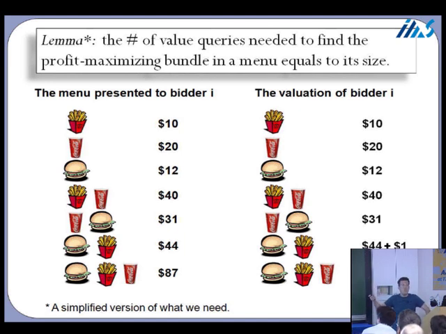If you just query some arbitrary bundle and this does not happen to be the bundle that got the bonus, then you have to continue querying this valuation repeatedly until you find the bundle that got the bonus. Essentially meaning that you have to query all bundles in that menu, right?